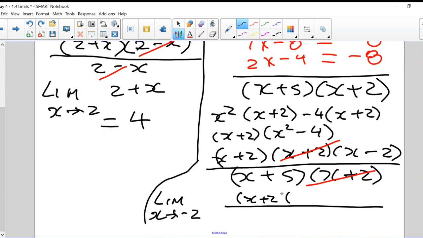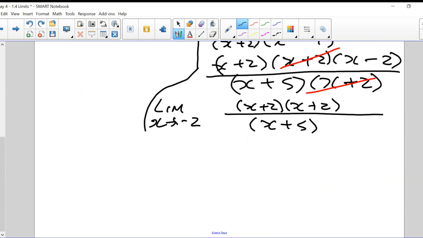x plus 2 over x plus 5. This is not going to cause us a problem, right? We can confidently put minus 2 in as our denominator for x, and it doesn't give us 0. It doesn't give us 0 at all.